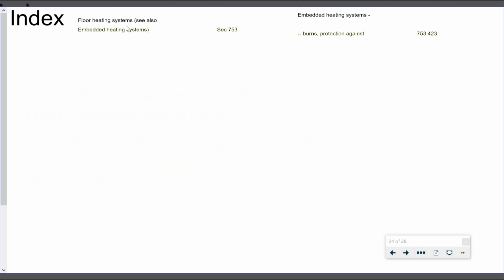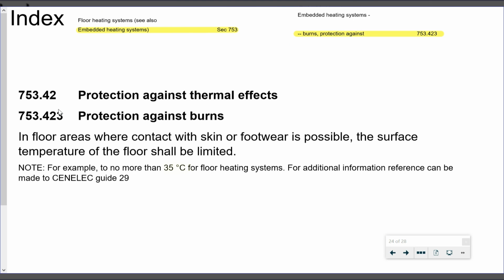So if we go to floor heating systems, you'll see there it says see embedded heating systems, section 753. And if we go to embedded heating systems, you'll see there we have protection against burns. And it says go and look at 753.423. So if we go to 753.423 there, it says in floor areas where skin contact or footwear is possible, the surface temperature of the floor shall be limited. And then we have this cheeky wee note underneath the regulation. Remember, notes are just as important as the actual regulation itself. And it says, for example, to no more than 35 degrees C for floor heating systems. So there's our recommended maximum temperature.